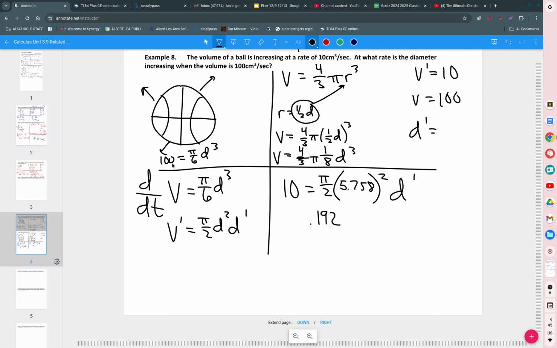And we are measuring diameter, so we are going to go in centimeters per second. Oh, that's true. But we got it.